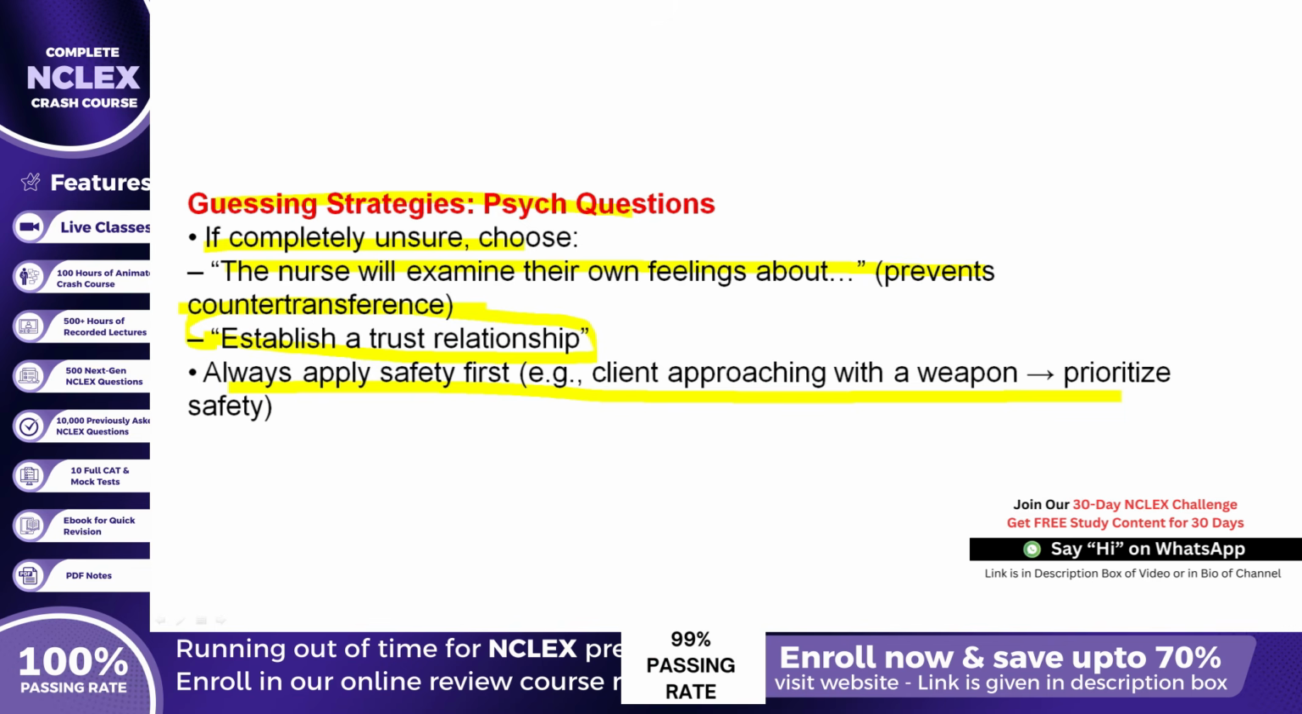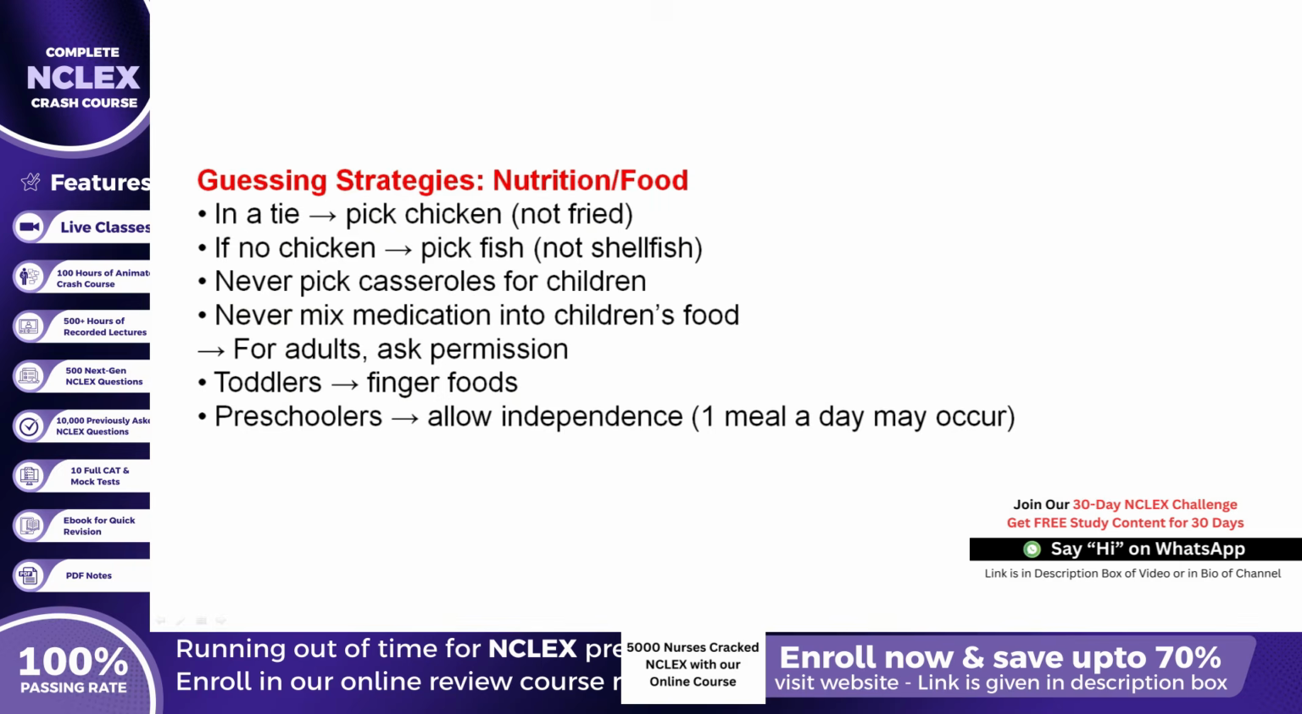Now shifting into nutrition and food guessing strategies, here is how to approach ties on the exam. In a tie, pick chicken as long as it is not fried. If there is no chicken available, then pick fish, but not shellfish. Never pick casseroles for children because they are generally unsafe options. Never mix medication into children's food.